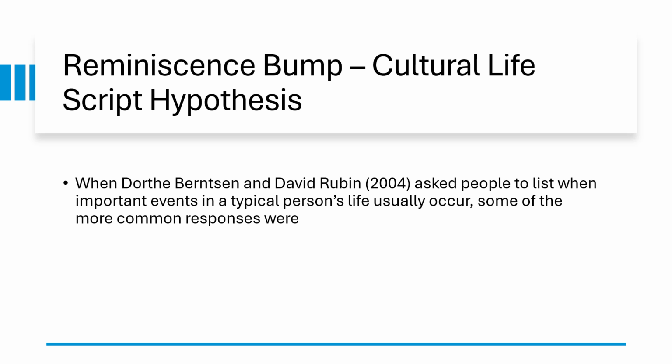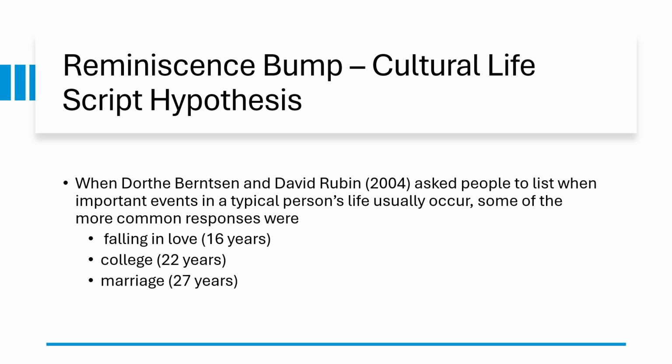So when Bernstein and Rubin in 2004 asked people to list when important events in a typical person's life occur, some of the most common responses were falling in love at 16 years of age, going to college or graduating from college at 22 years, marriage at 27 years. Keep in mind, this was 20 years ago, right? So some of those things have been delayed quite a bit. Having children, 28 years. Again, the typical age for those things now, I believe, is much higher. But at that time, it was about 28 years.